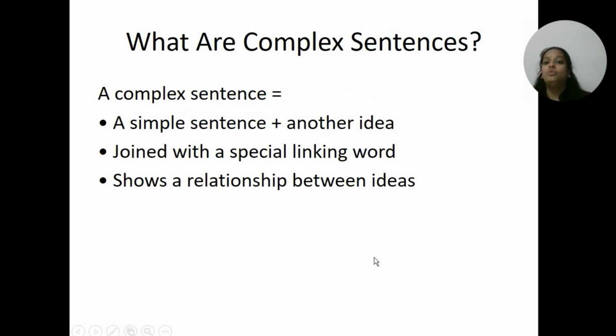First of all, what are complex sentences? So before we complicate anything, let's make this super easy. A complex sentence is basically a simple sentence plus another idea joined with a special linking word that shows a relationship between two ideas. That's it. It's like taking two thoughts and connecting them in a smart, smooth way.